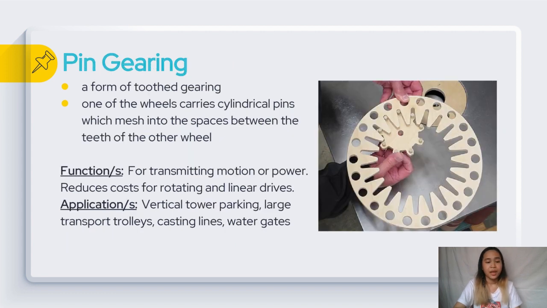Pin gearing is a form of toothed gearing. One of the wheels carries cylindrical pins which mesh into the spaces between the teeth of the other wheel. Function: for transmitting motion or power, reduces costs for rotating and linear drives. Applications: vertical tower parking, large transport trolleys, casting lines, and water gates.